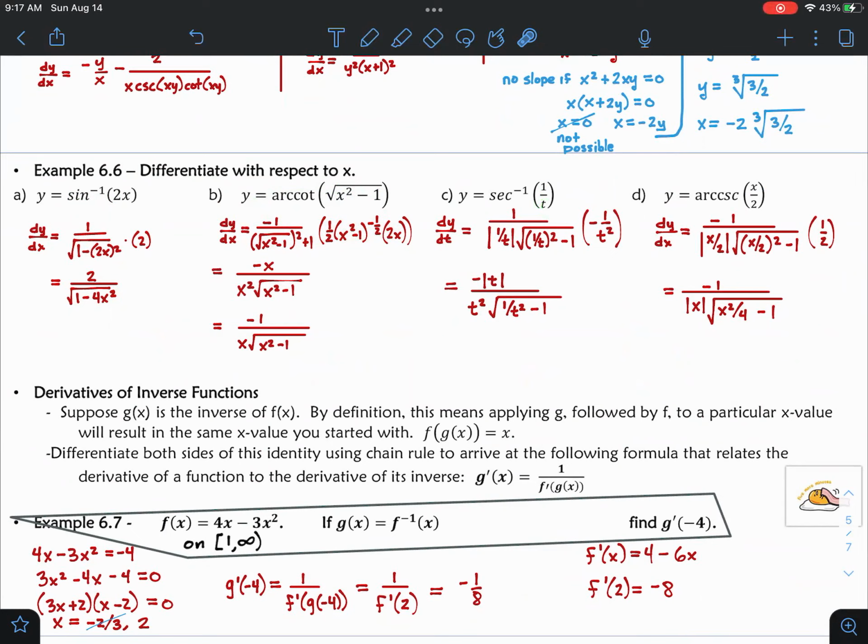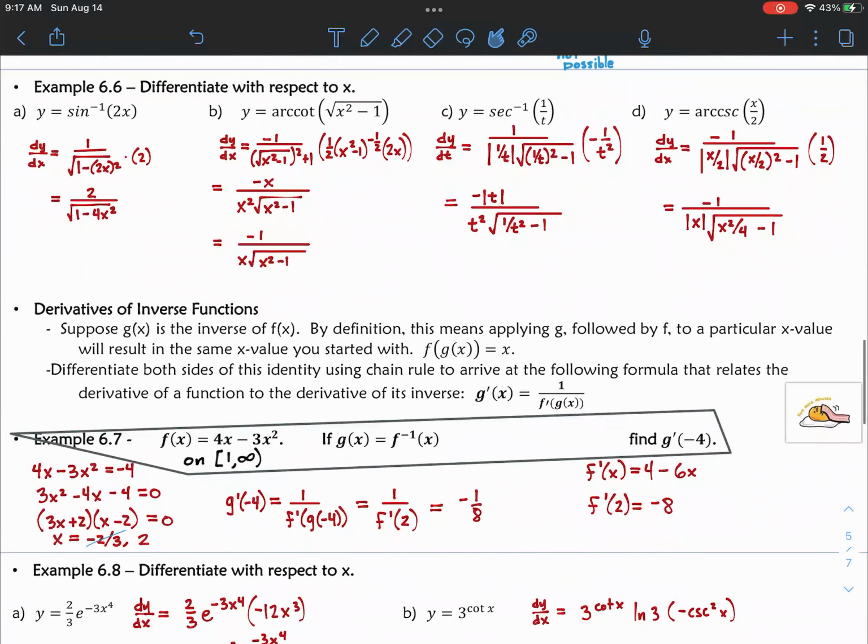Little typo here. Part C has a t, which doesn't quite mesh with the instructions. Let's assume that we're supposed to differentiate this one with respect to t, which is what I did here. Again, you've got to know the rule for secant inverse in general. Replace your x with 1 over t in the couple places it shows up, and then also use chain rule. Simplify if you like. And then finally, one more example to look at. I'll leave it to you to check that one out.